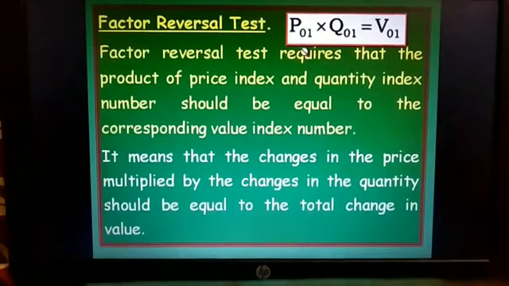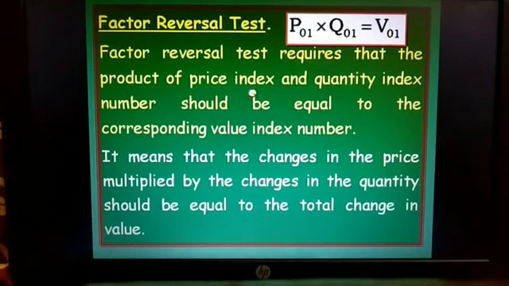which, in terms of notation, you can observe: P01 multiplied by Q01 is equal to V01. What is P01? It is the price index number in current year 1 as compared to base year 0. And what is quantity index number? It is Q01, which is nothing but the quantity index number in current year 1 as compared to base year 0. V01 is the value index number.